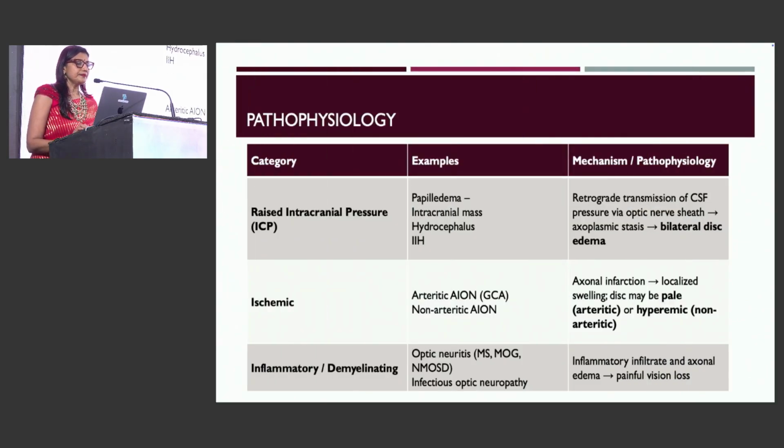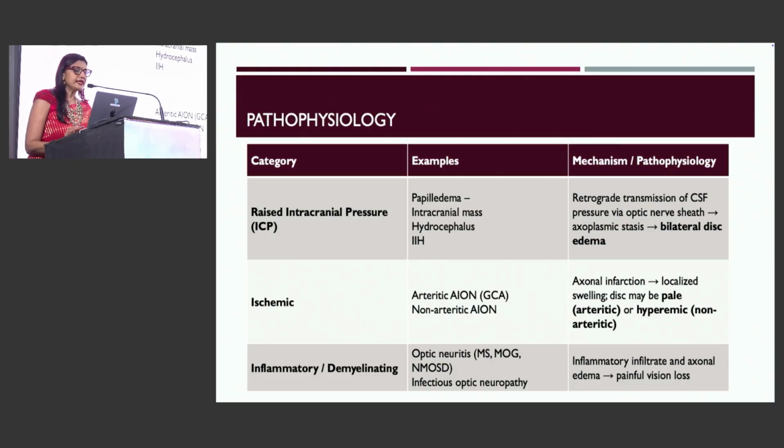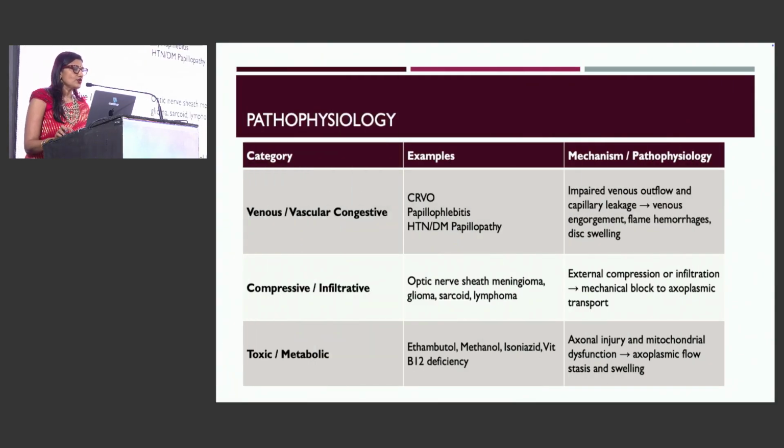So when you look at classification of disc edema by pathophysiology, we already said raised ICP papilledema. Ischemic can be arteritic AION or non-arteritic. Inflammatory or demyelinating will come in the optic neuritis and in the infectious optic neuropathy. Venous or vascular congestive disc edema you will get in CRVO, in papillophlebitis or the non-ischemic CRVO, and in hypertensive and diabetic papillopathy. Compressive in optic nerve sheath meningiomas, gliomas. In sarcoid lymphoma also you can get compressive or infiltrative type.